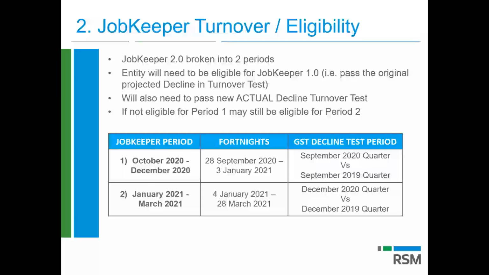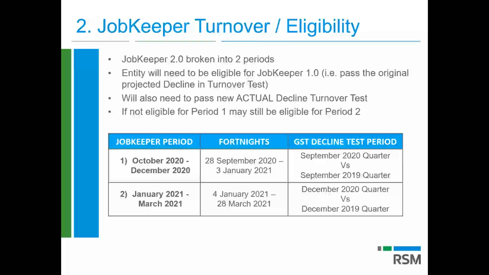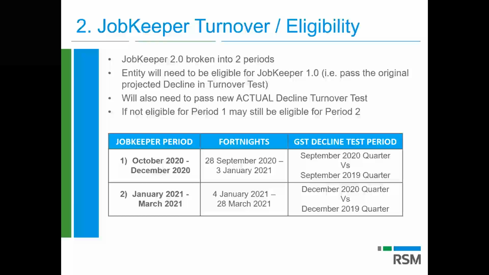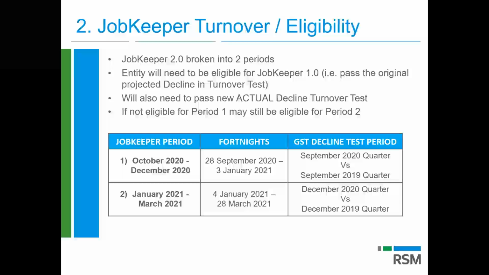Thank you, Sam, and good afternoon or good morning, everyone. As Sam mentioned, I'm going to be looking at some of the eligibility issues associated with JobKeeper 2. One of the most significant changes arising from JobKeeper 2 is the new actual decline in turnover test. However, in amending the rules for JobKeeper 2, the Treasurer did not remove the previous decline in turnover test that we had from JobKeeper 1. As a result, an entity is required to satisfy both the decline in turnover and actual decline in turnover tests to qualify for JobKeeper 2.